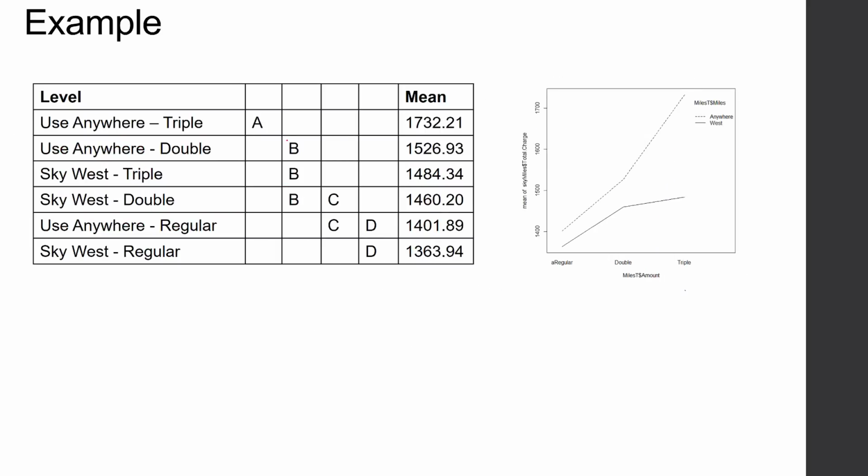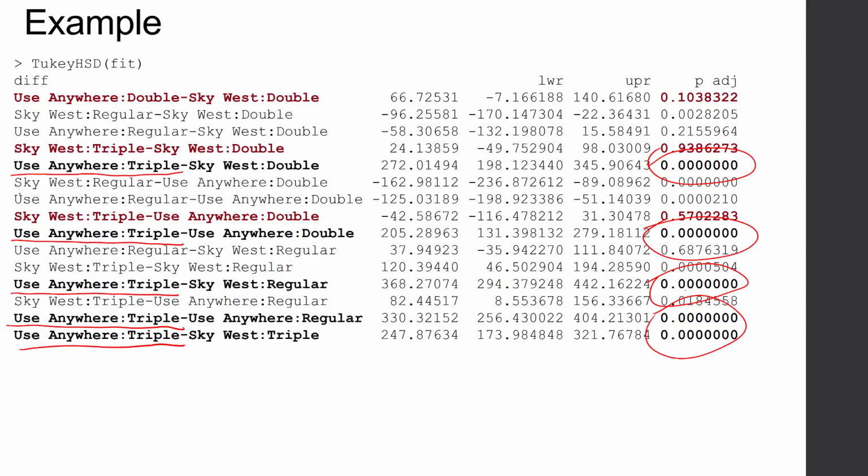Now, this is something called homogeneous groupings. We're going to see that use anywhere double, SkyWest triple, and SkyWest double are not statistically significantly different from each other. So let's take a look at that.